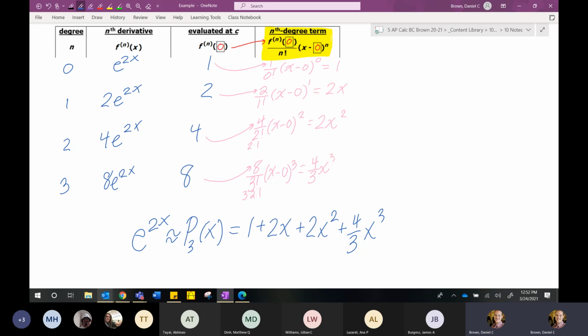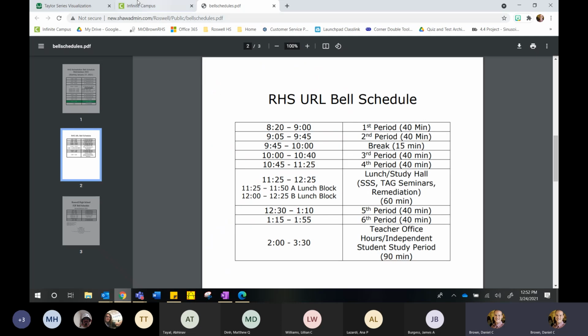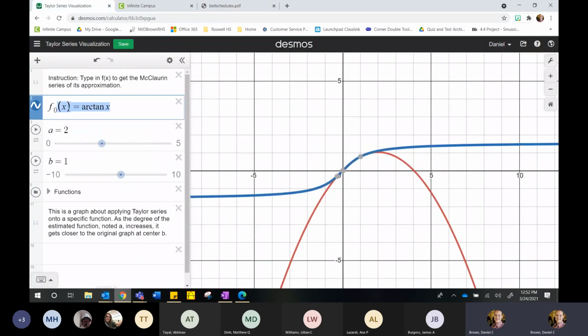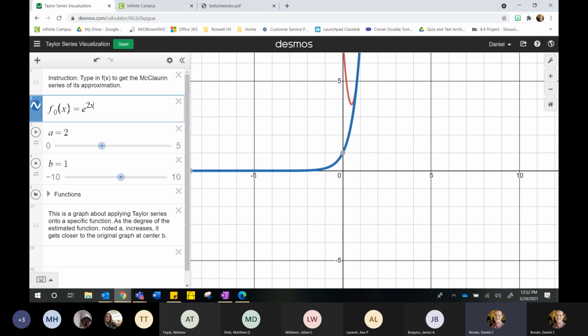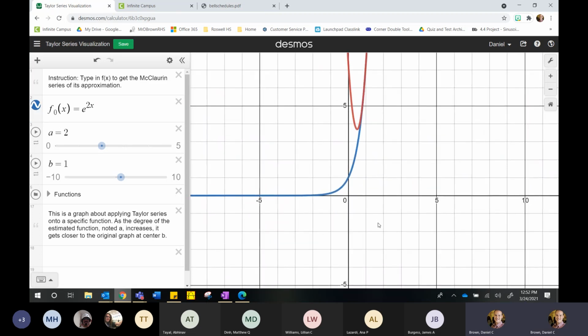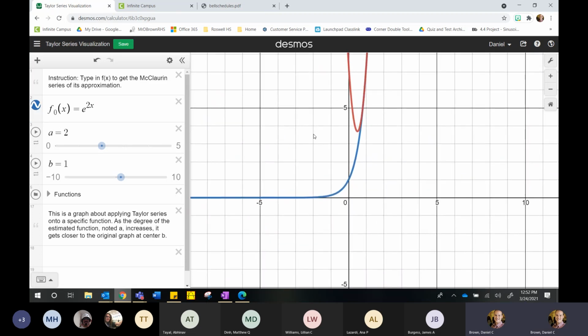If I want to approximate the derivative of e to the 2x, I could take the derivative of that polynomial. If I want to approximate the integral of e to the 2x, it's going to be equivalent to the integral of that polynomial. Thankfully, we live in modern times and we have technology, and I do think seeing the graph of this is pretty cool. So this was the graph of e to the 2x. We know what that graph looks like. It's an exponential function. These are the terms of my Taylor polynomial.